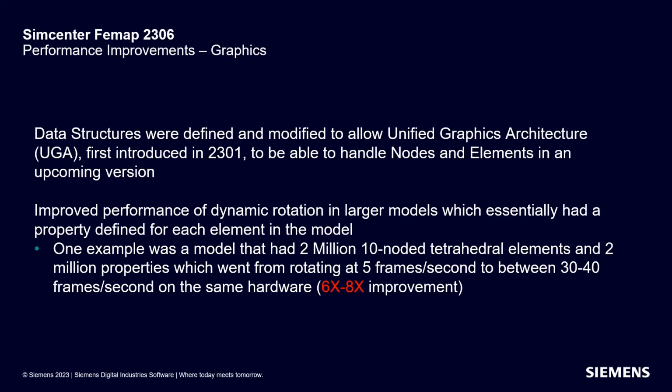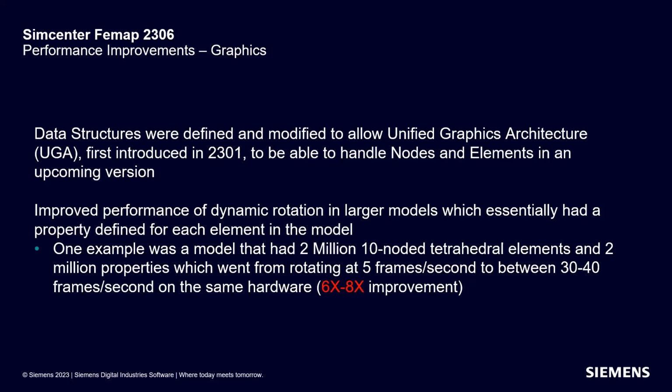Another thing we did was just improve performance of dynamic rotation in larger models. If a larger model essentially had a property defined for each element in the model, which in certain cases you might have, especially if you're doing some sort of solution 200 type of optimization problem. So basically what we had was 2 million 10-noded tetrahedral elements and 2 million properties, which went from rotating at like 5 frames per second to between 30 and 40 frames per second on the same hardware. So a 6 times to 8 times improvement. And that was without using the new unified architecture.